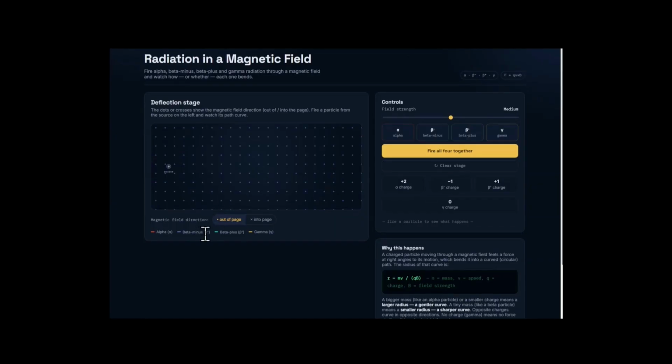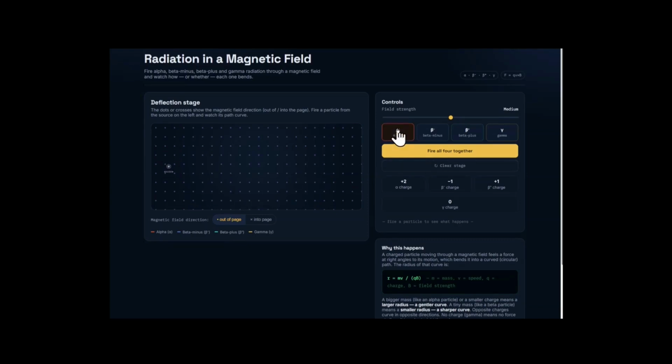The next thing we need to cover is deflection of radiation. So here we have a magnetic field. This is coming out of the page, so the magnetic flux is coming towards us. And here we have a source of radiation.